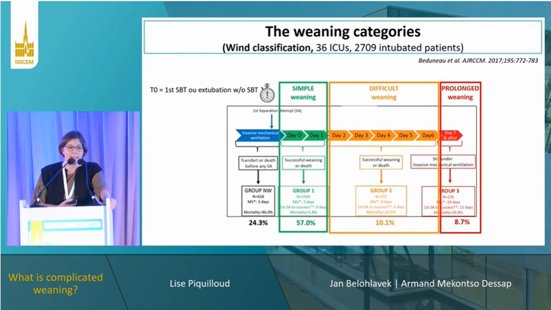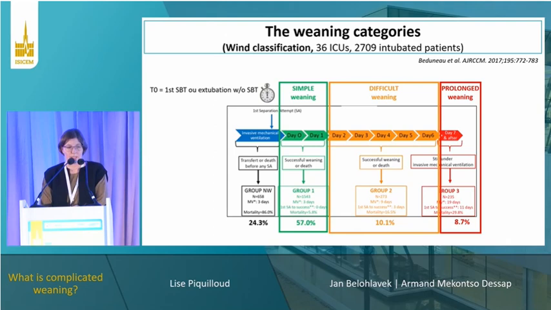And finally, the third group was patients with prolonged weaning, who required more than 7 days between the first separation attempt and the successful weaning. And those patients had very important mortality, nearly 30%.